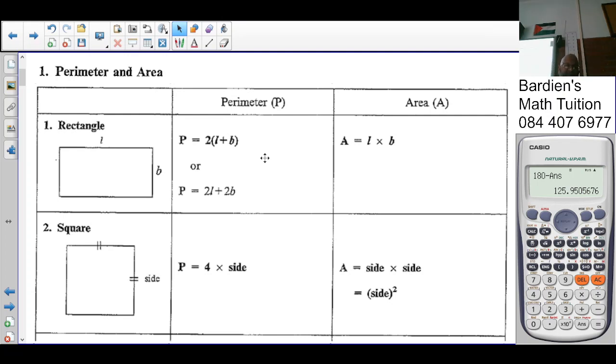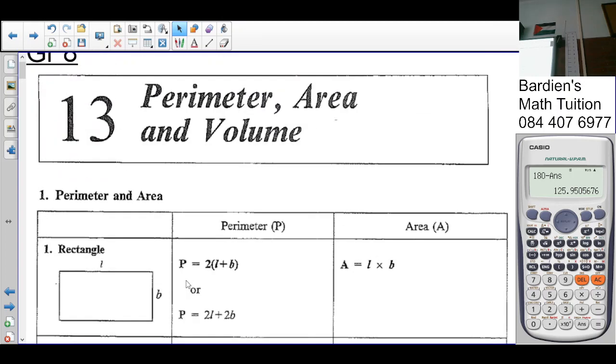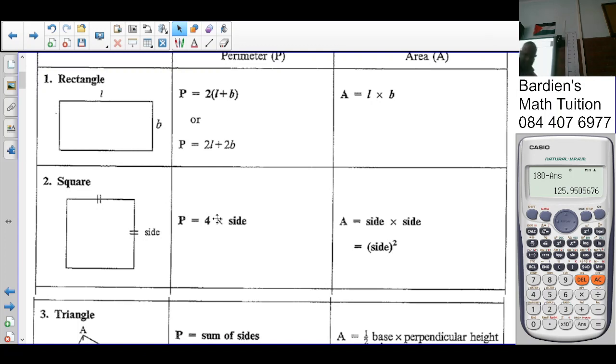So the first thing is to calculate the perimeter of a rectangle. How do you calculate perimeter? We know perimeter is equal to 2 length plus 2 breadth, or it can be written as P is equal to 2 into L plus B. Not so? And the area is going to be length times breadth. All these formulas you must memorize. Which page is this on? Page 172.